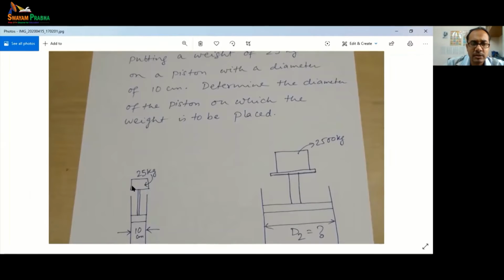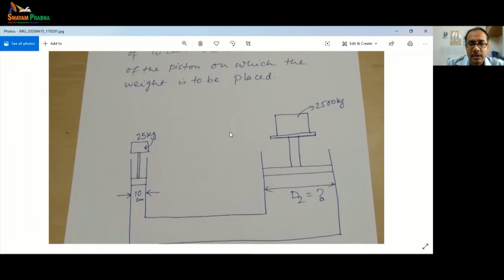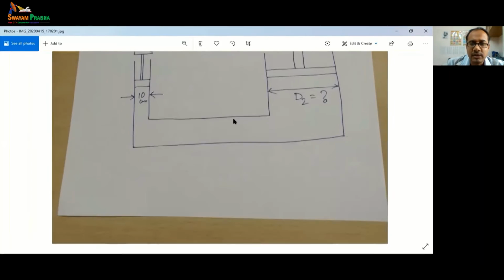So where you are putting the weight 25 kg, that piston is having 10 centimeter diameter. On the other hand, we are placing this 2500 kg weight which we want to raise. What would be the diameter that will actually make this 25 kg weight balance a 2500 kg weight on the other side of the fluid body? That's the concept of hydraulic lift.